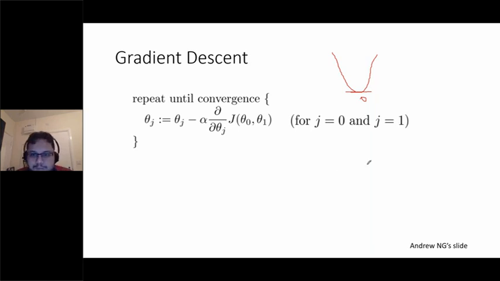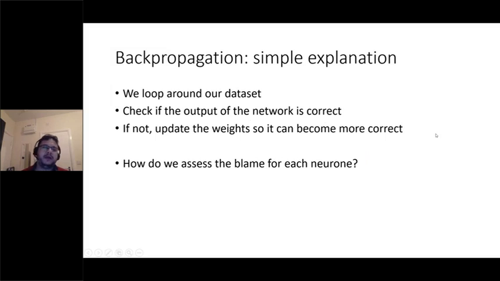So this is where we want to go. Generally, it doesn't really become zero, but becomes very small, like 0.000 something. So this is how gradient descent works.